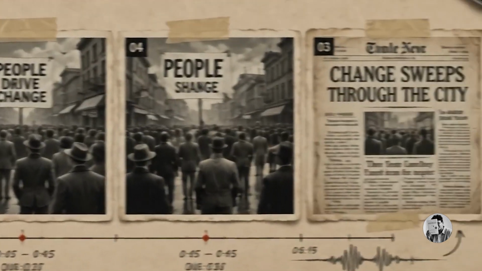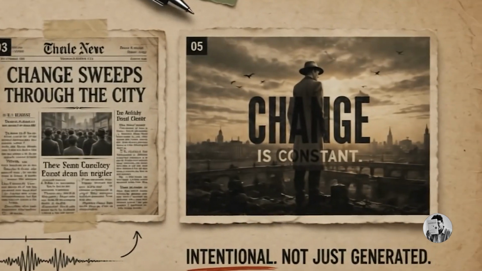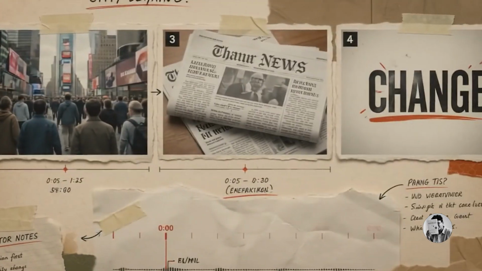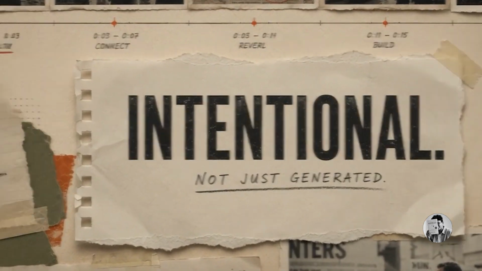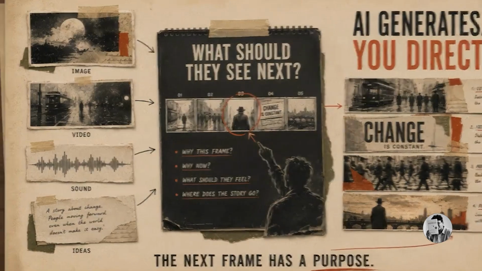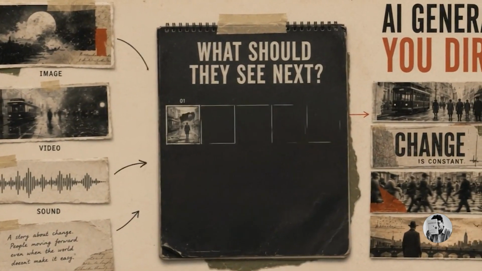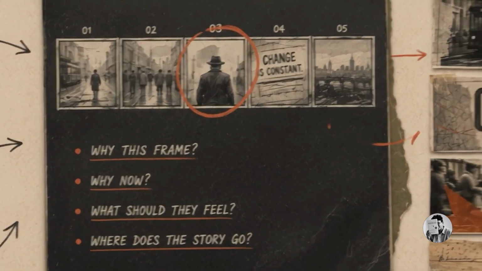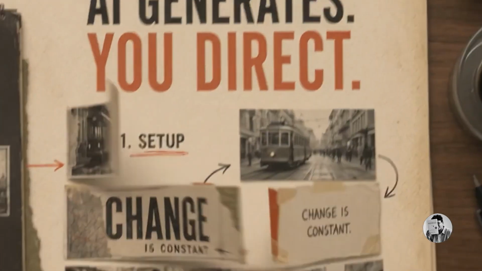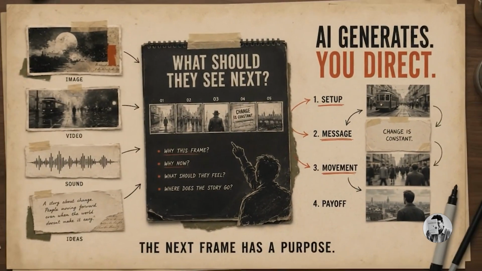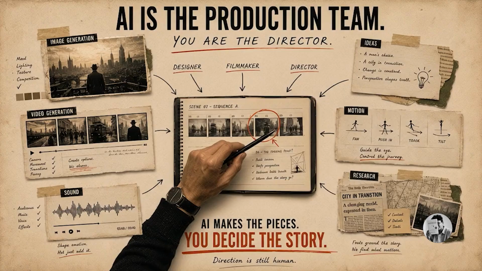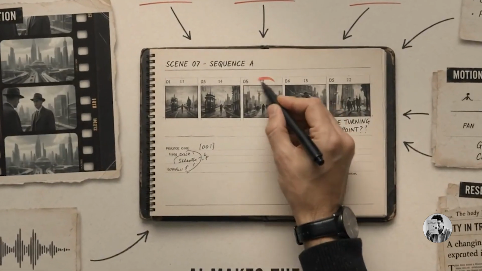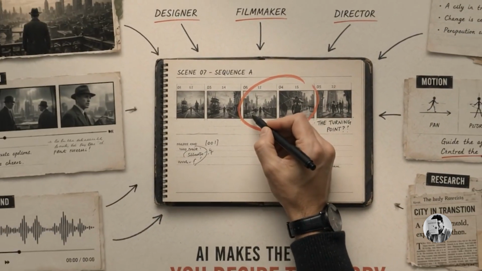And that's the part I love most about this process. The final film doesn't feel like a bunch of AI-generated images anymore. It feels intentional. It feels directed. And that brings me to the most important lesson. AI can generate images. AI can generate video. AI can generate sound. It can even help generate ideas. But AI doesn't automatically know what the audience needs to see next. That's still the designer's job. That's still the filmmaker's job. That's still the director's job.